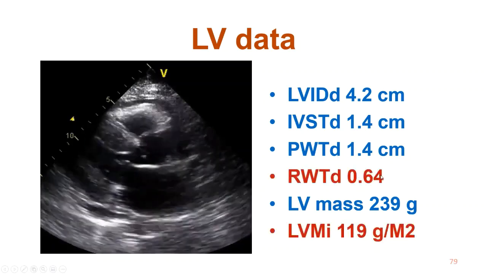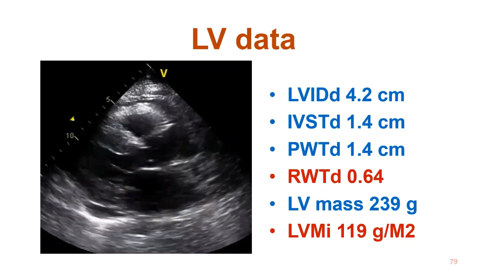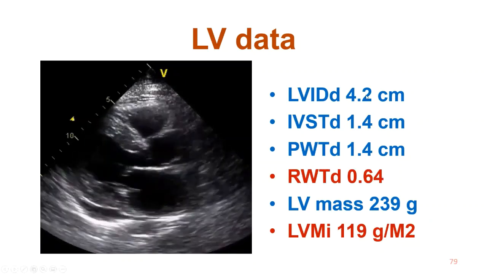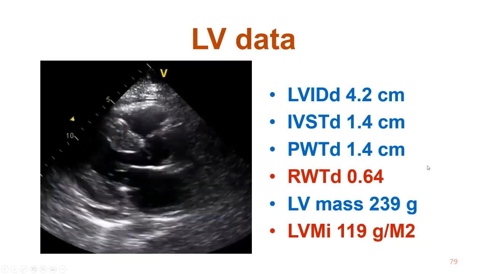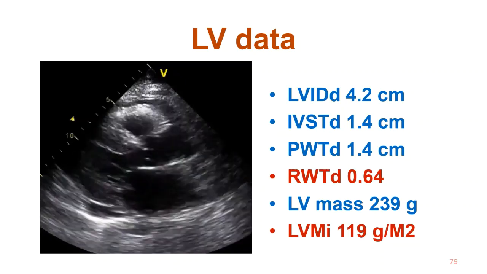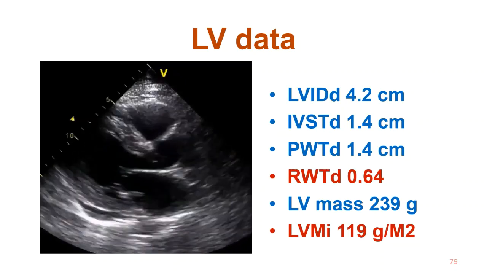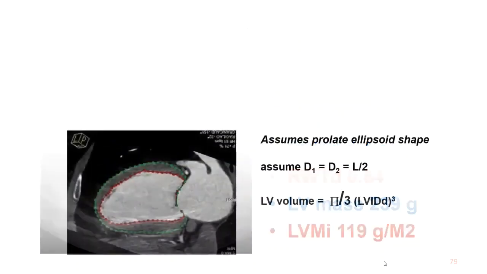We compute the relative wall thickness as stated above. That is twice the ratio of the posterior wall thickness to the left ventricular internal diameter. That comes out to be 0.64, solidly in the concentric range. Remember, the partition value is greater than 0.42. How do we get the left ventricular mass?